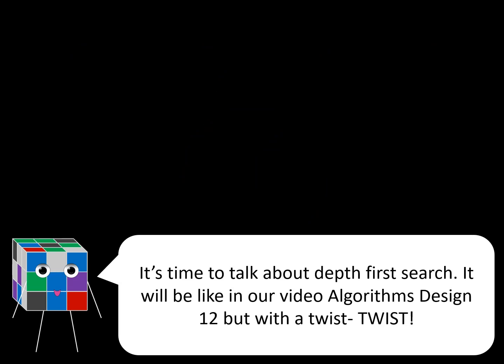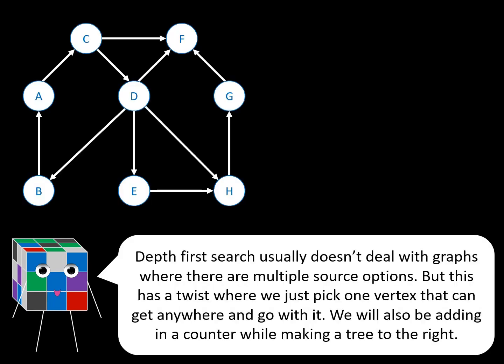To talk about depth-first search. It will be like in our video algorithms design 12, but with a twist. Depth-first search usually doesn't deal with graphs where there are multiple source options, but this has a twist where we just pick one vertex that can get anywhere and go with it. We will also be adding in a counter while making a tree to the right.